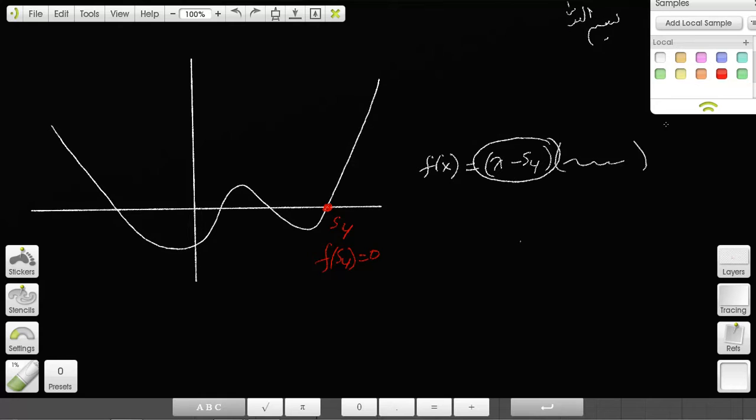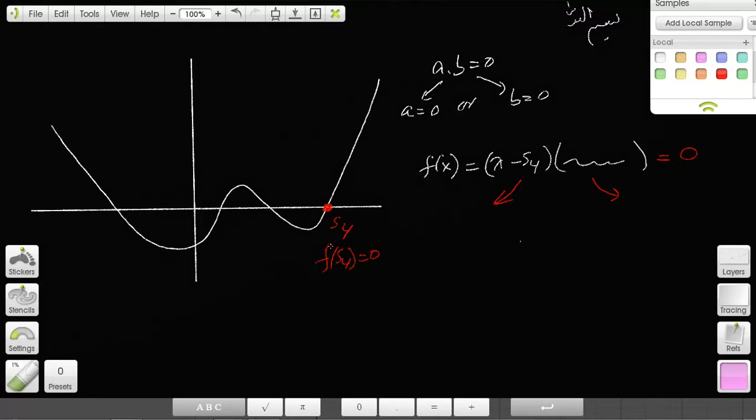Now, remember, f of x is 0, right? So the only way s4 could be a 0, f of x was 0, is if it was a factor. The only way it could be a 0 is if it was a factor, because then we would use the zero product property, which says a times b equals 0 if and only if a equals 0 or b equals 0. Okay, that's the zero product property.